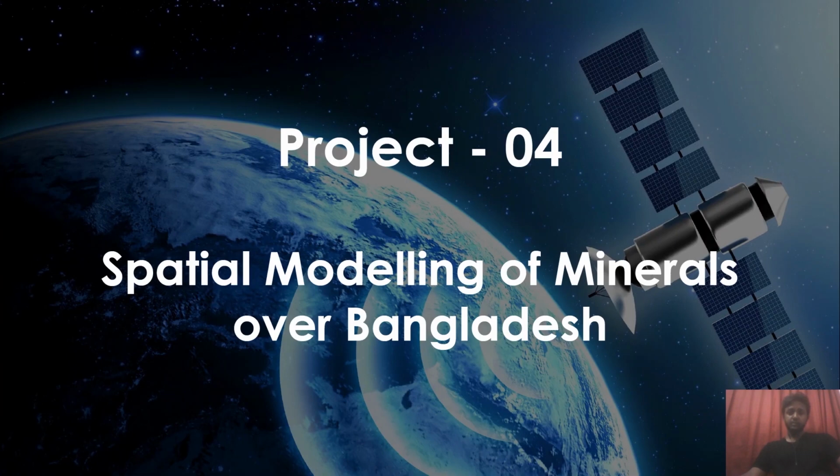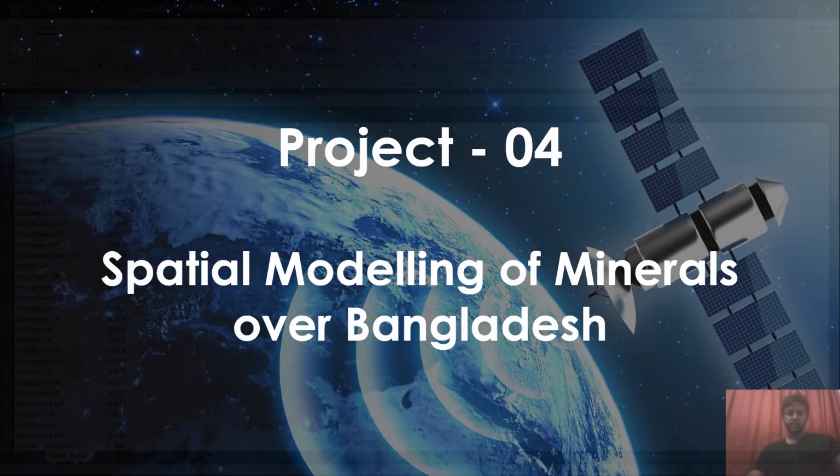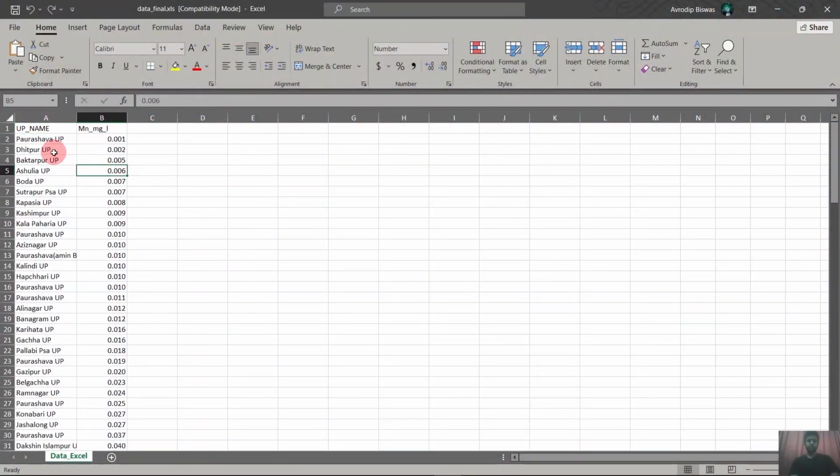Today, we will learn about Project 4, that is Spatial Modeling of Minerals over Bangladesh. So first, we have this Excel data of manganese levels in different union parishes of Bangladesh. So our first task is to join this data in ArcMap software.